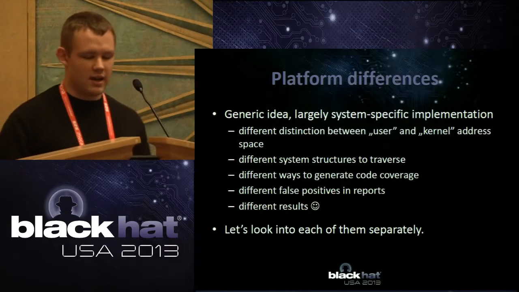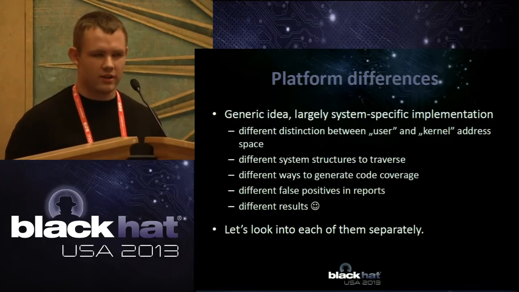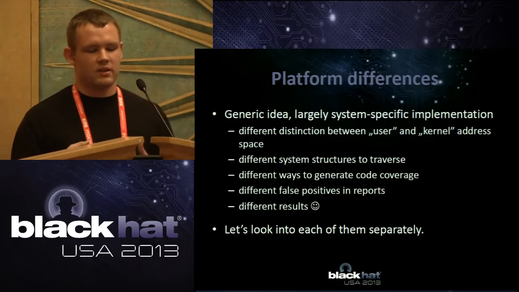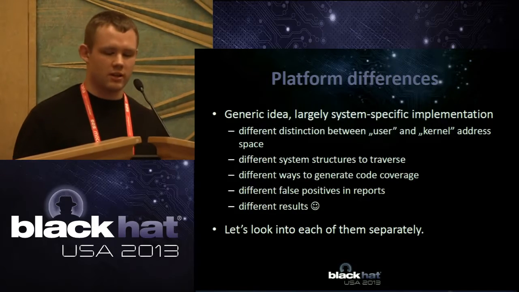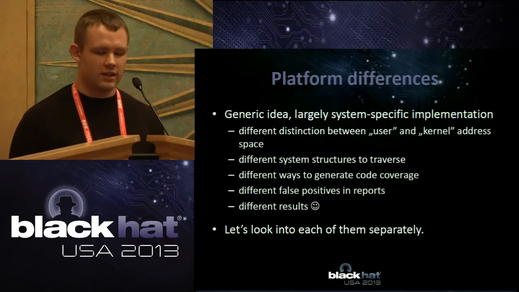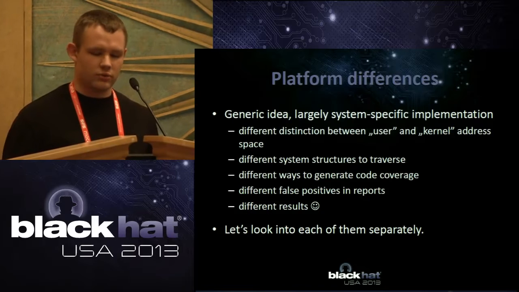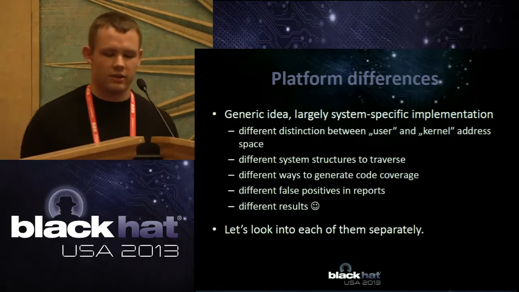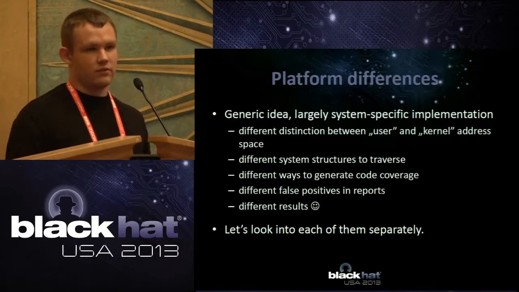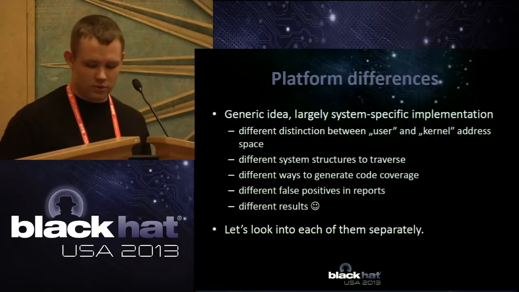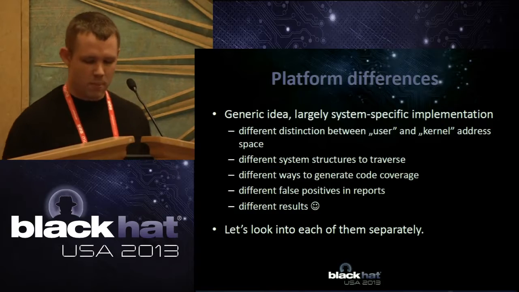So even though the idea for detecting double fetches is generic and applies to all operating systems, there are many system-specific things that we need to address. There are different distinctions between what user mode and kernel mode memory is. And we have different system structures to traverse to fetch the data that we need to fill in the information about the context of the read. We also have different ways to actually generate code coverage of the kernel, different false positives that we need to filter out, and obviously different results. So we need to look into all of these platforms separately.